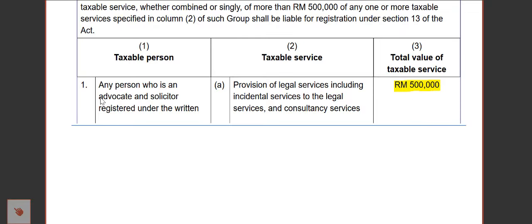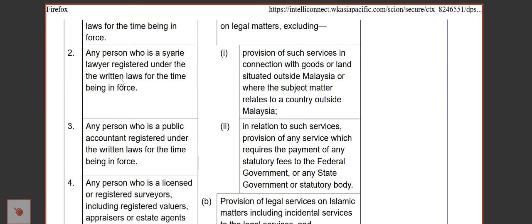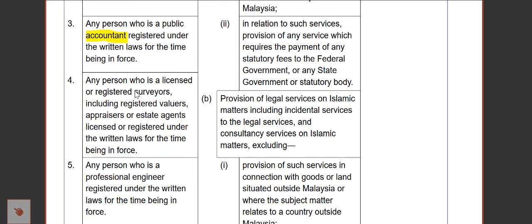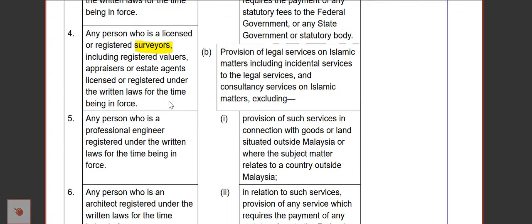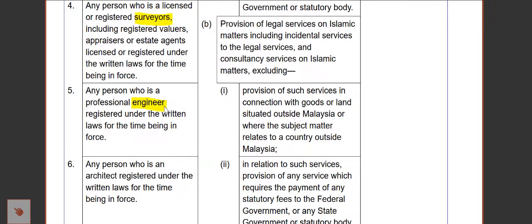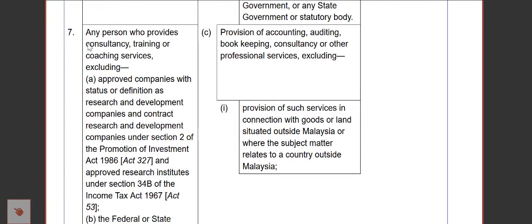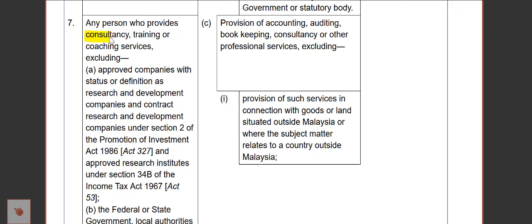Okay, this is for lawyer, all right? Lawyer providing legal services. Now it can also be a Sharia lawyer. That means they are the lawyer for the Muslim law, the Islamic law, sorry. If you're an accountant, okay, you're an accountant. Now, if you are a surveyor, engineer, architect, okay, now any form of consultancy, training, and coaching.